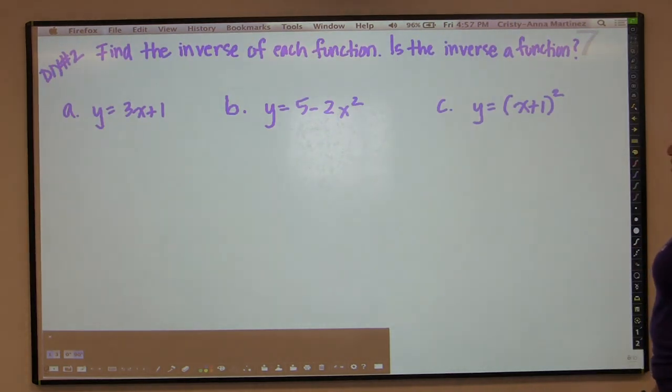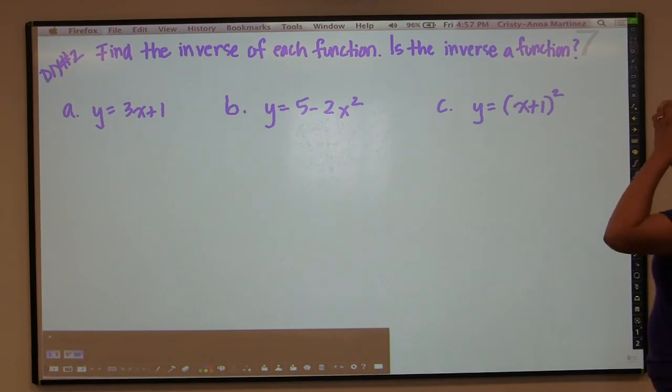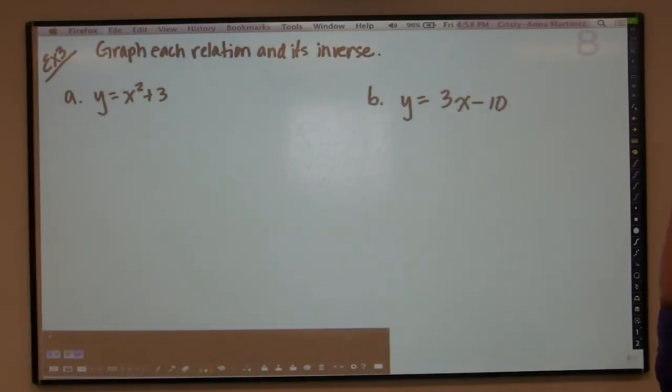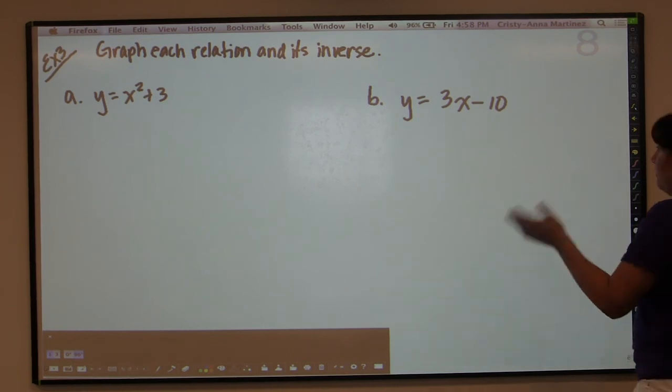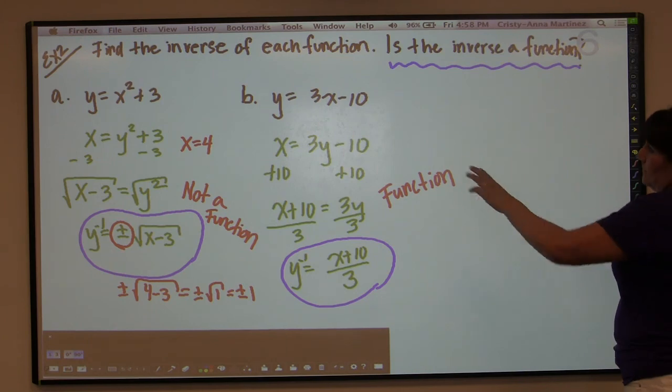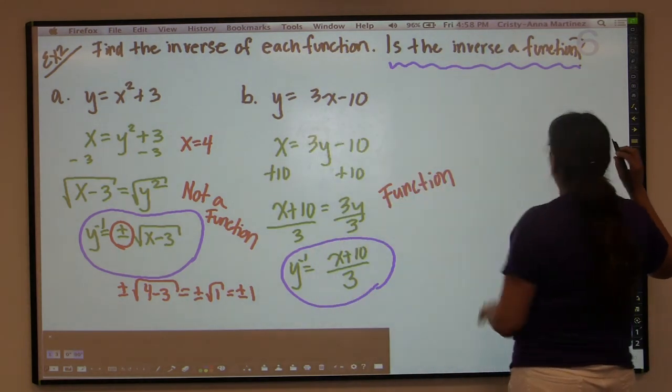So here's one for you to try. There's 3 here. There's a linear one and a couple of quadratics. So there you go. Remember to just interchange x and y and then proceed to solve for the y value when you're finding the inverse. Okay, so now we have, by the way, I don't know if you noticed this, but these are the exact same functions from before. So in this example, we had the same x squared plus 3, 3x minus 10.